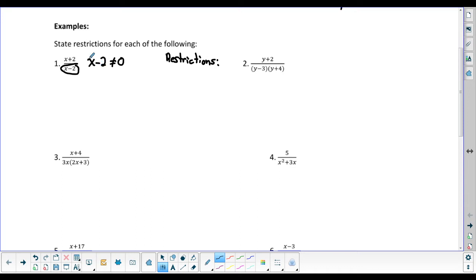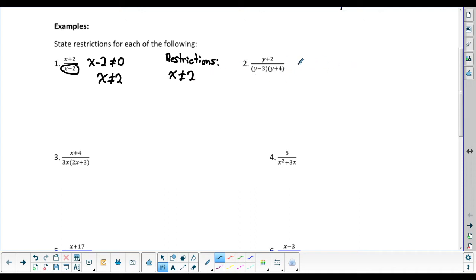Now, what value of x would make this part 0? You could probably just guess, or you see that if I plug in positive 2, I get 2 minus 2, and that's 0. That would be our restriction. We can also just algebraically rearrange this. We bring the 2 over and say x cannot equal 2. And that's our restriction for this question: x cannot equal 2.